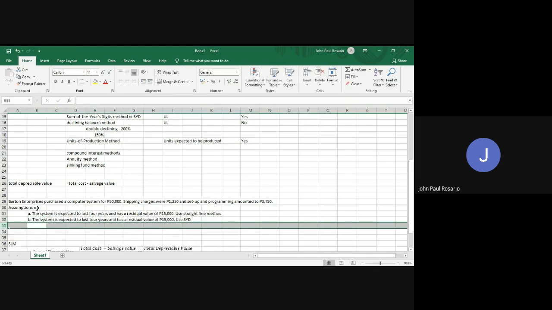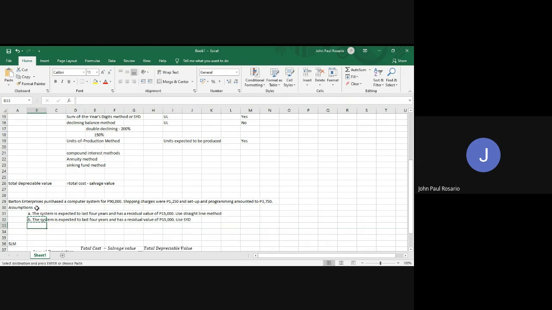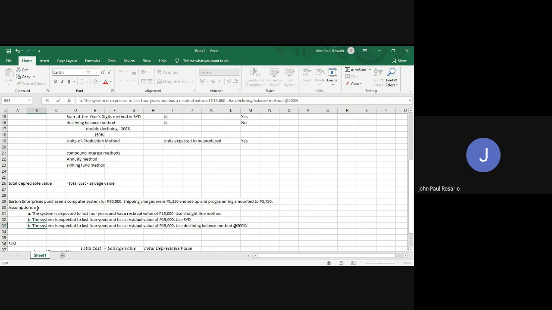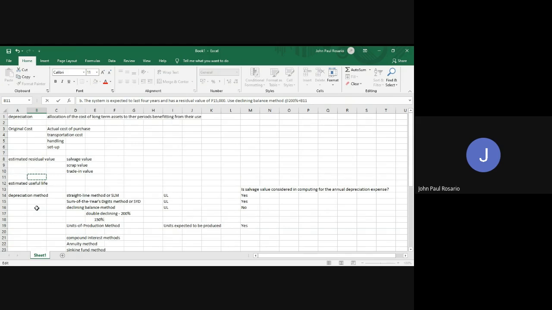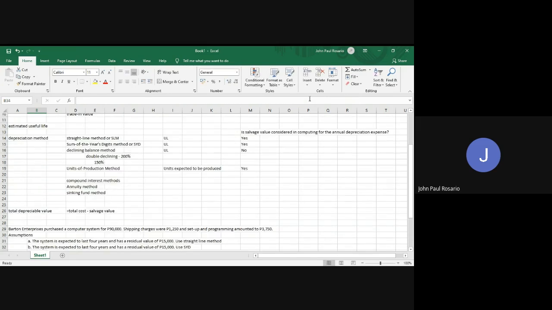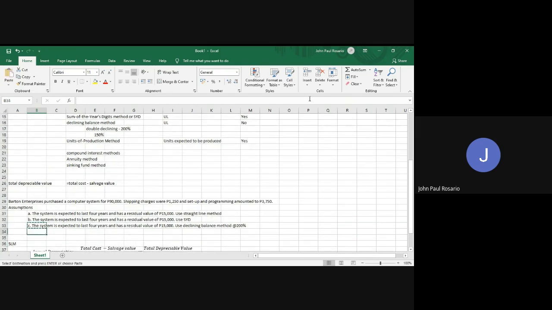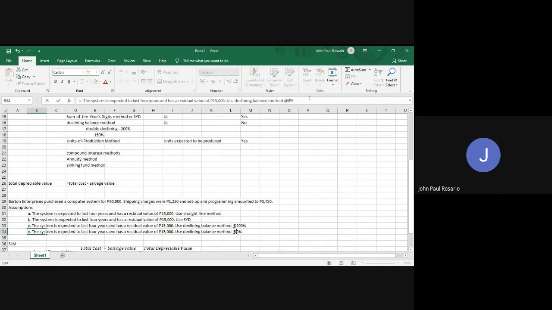Okay. And for our letter C, this is expected to last 4 years and has a residual value. Use the declining balance method, 200%. So this is our C. Apologies. Okay. And D, 150%.